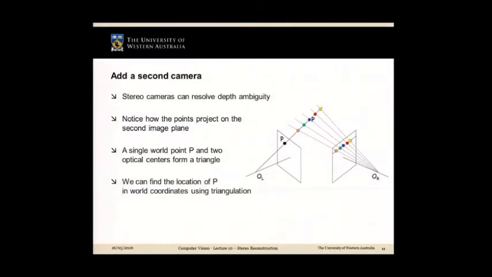Now, let's say this projection is from this point, looking at the second image, you can easily tell, okay, the point is right here. This point is this far from the image, right? And a single world point P and two optical centers, that forms a triangle. We'll discuss that in the next few slides when we discuss epipolar planes. And we can find the location of P in world coordinates using that triangulation. Again, we'll discuss that in the next few slides.